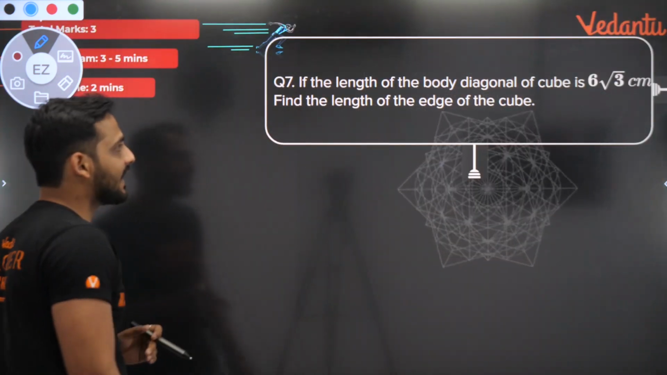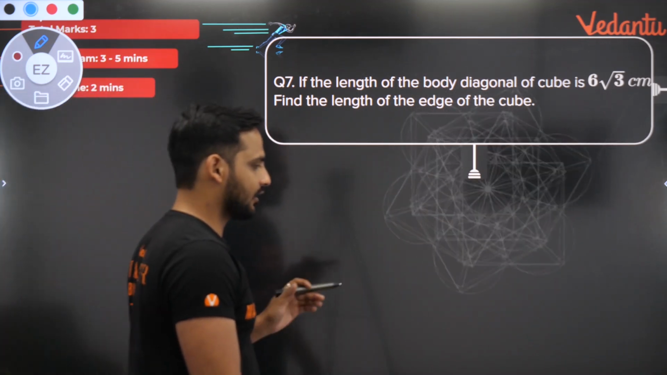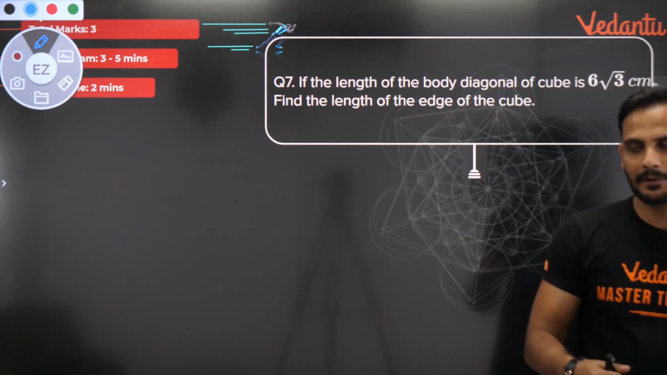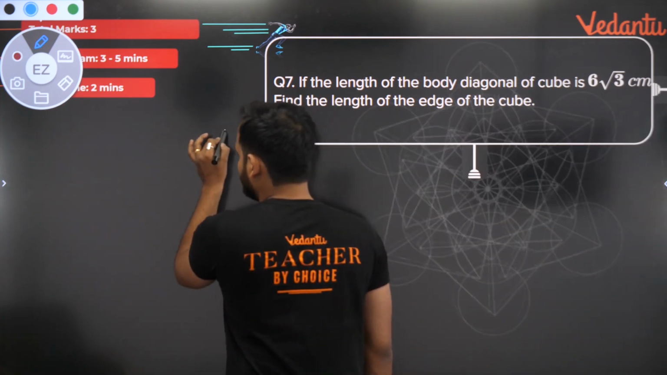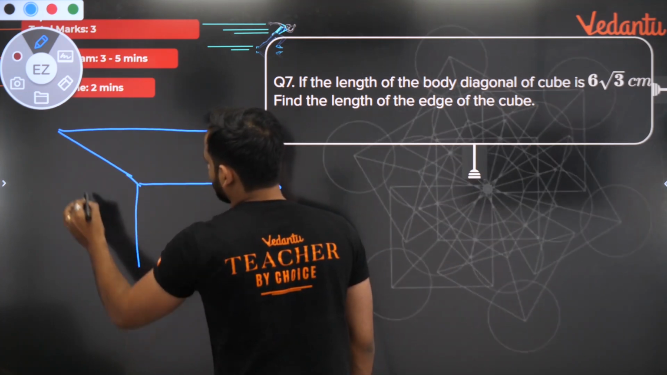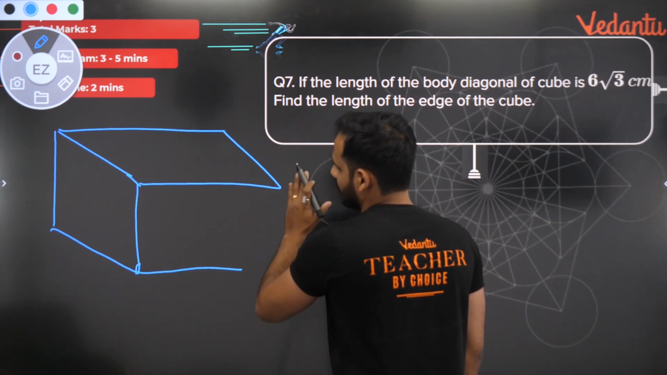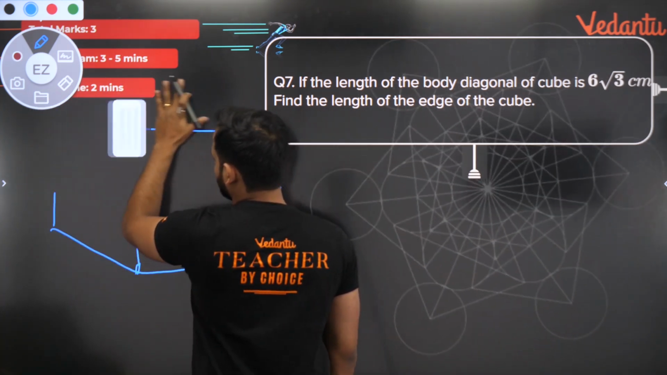If the length of the body diagonal of a cube is 6√3 centimeter, find the length of the edge of the cube. Now, body diagonal, face diagonal, types of diagonals. Let's see. We are talking only about the cube. For the cuboid, you can think how it will be done. Let's see whether you will be able to think or not.